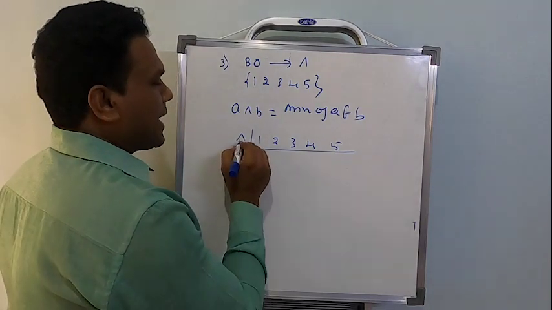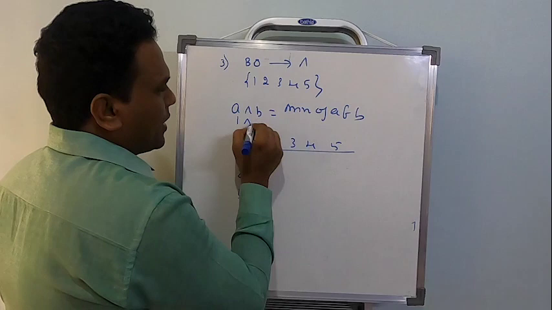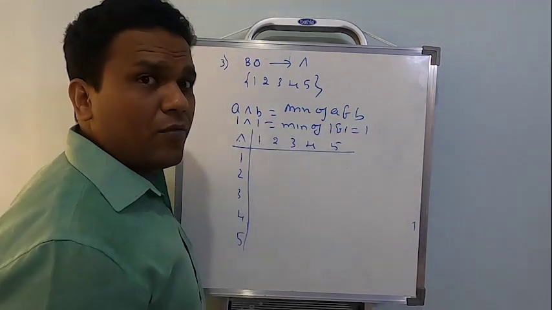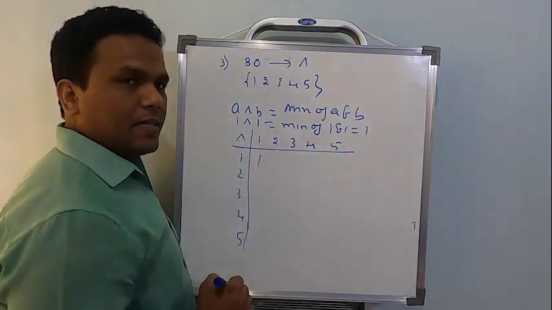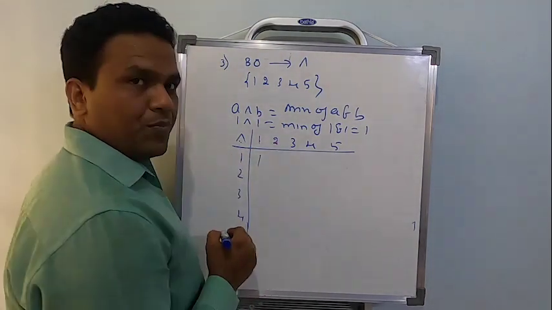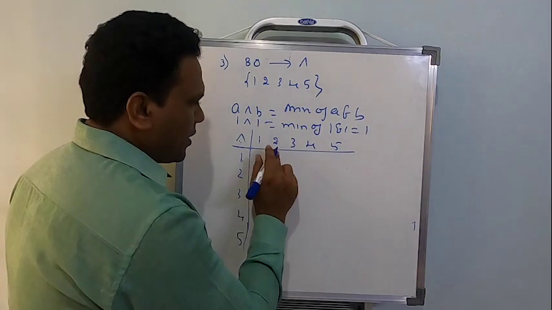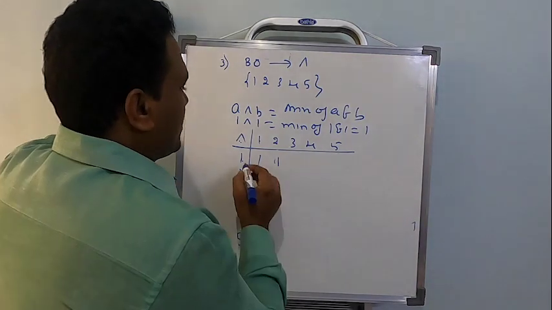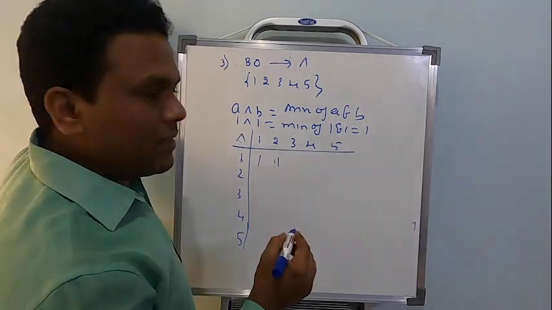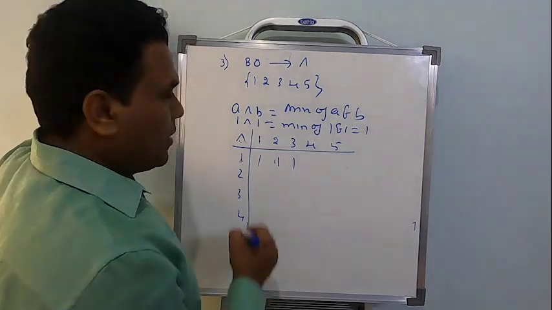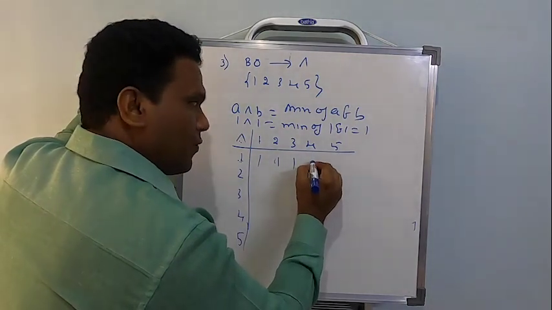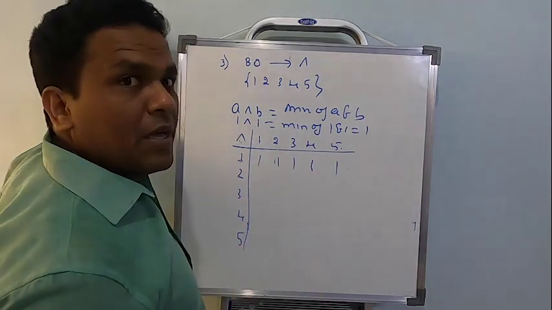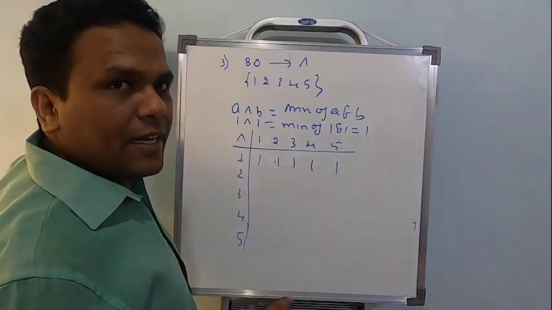Now just look here. 1 cap 1: according to the definition, it should be the minimum of 1 and 1, which is 1 itself. The next, 1 cap 2, is the minimum of 1 and 2, which is 1. The minimum of the 2 numbers should be written. The next, 1 cap 3, is the minimum of 1 and 3, which is 1. 1 cap 4, minimum of 1 and 4, is 1. 1 cap 5, minimum of 1 and 5, is still 1. The minimum of two numbers should be written every time.